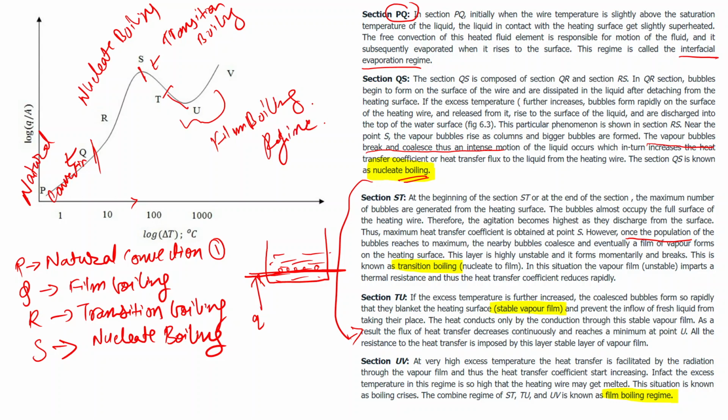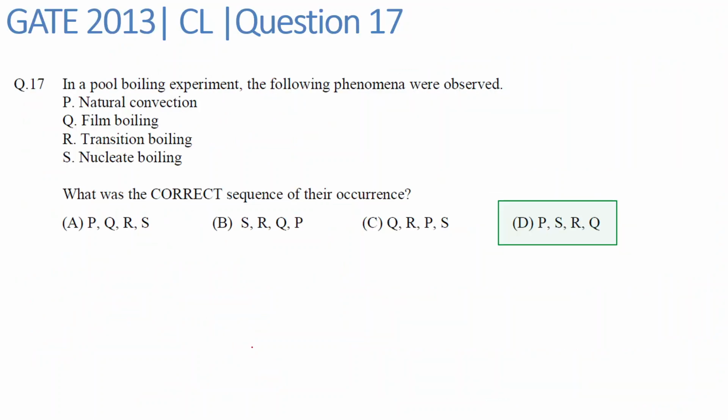So if you had to put all of this in order, first will be natural convection, the second is nucleate boiling, the third phenomenon in the sequence will be transition boiling, and the last one is film boiling, that is fourth. So the order in which these phenomena will occur will be P, S, R and Q. Now from the given options we can select option D, that corresponds to P, S, R and Q.